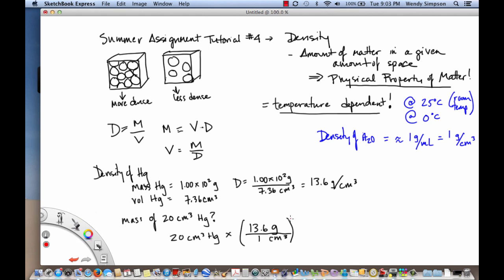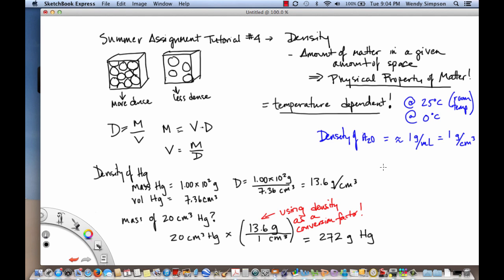So this is kind of cool. I'm using density as a conversion factor. It can be done. Centimeters cubed and centimeters cubed cancel out, and I'm left with grams. So I have 20 centimeters cubed times 13.6. 20 times 13.6 is equal to 272 grams of mercury.